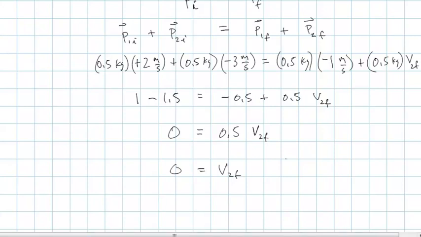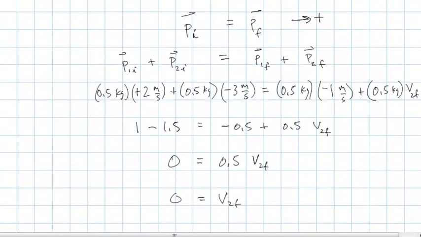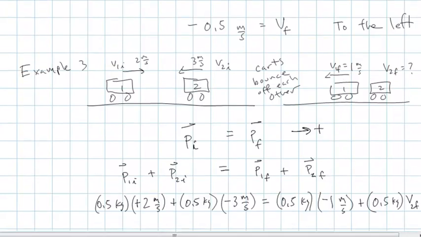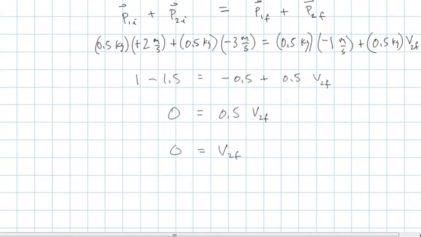V2 comes to rest in this case if the carts bounced off each other the way I described here. I'm just making up numbers. It may not physically be able to do something like this. But if cart 1 and cart 2 were coming towards each other with these velocities, and cart 1 bounced back with the velocity of 1 meter per second, that means cart 2 would come to rest. In the next video, we'll look at different types of collisions and when we can and cannot use momentum.